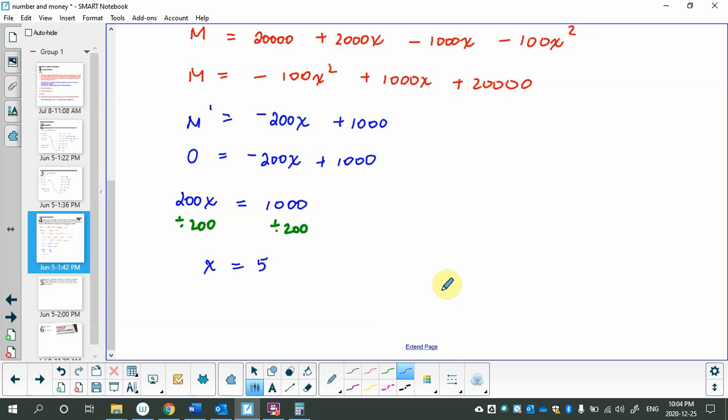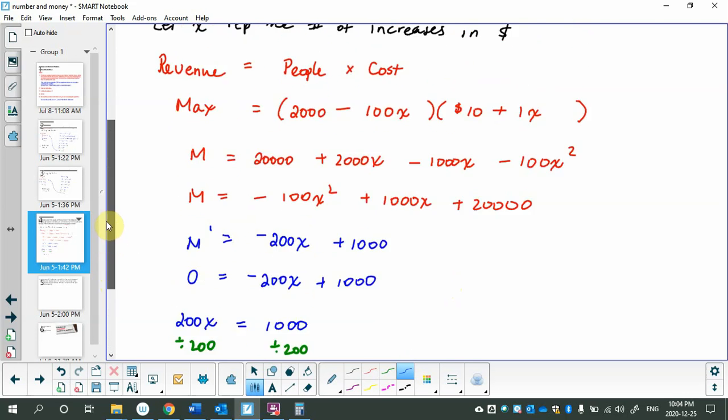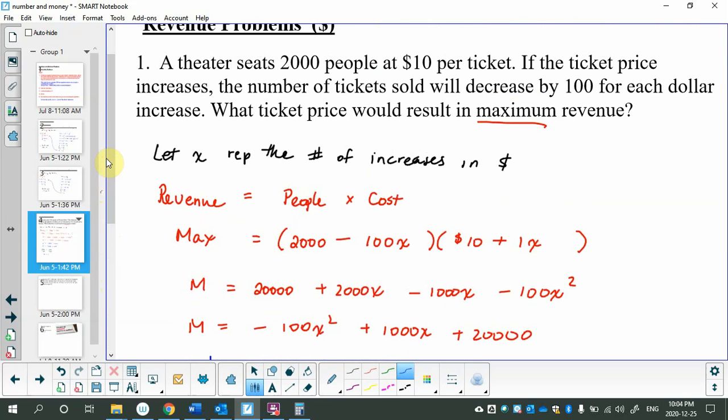Well, that's great. I've forgotten what the question asks. So the question says, what ticket price would result in maximum revenue? So here's where putting that $ in helps, because we're going to have to take that x equals 5 and put it in here, because this is my ticket price bracket. If it said how many tickets will be sold to maximize the revenue, you would put it into your people bracket. And then the other possible question would be, how much did they make, in which case you'd put it back into both brackets and times them. The easiest question would be, how many times did they raise the price? And then you would say 5 times.